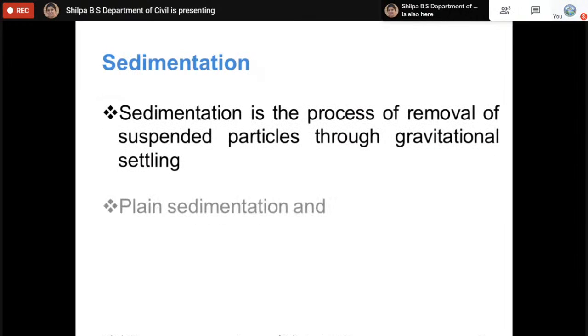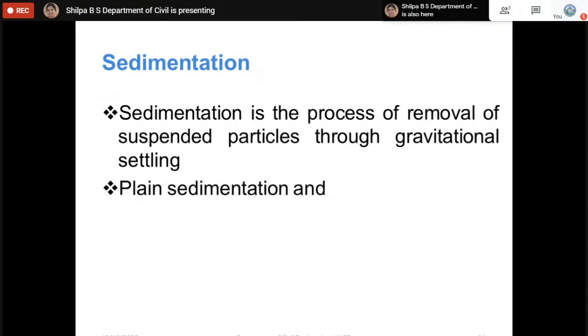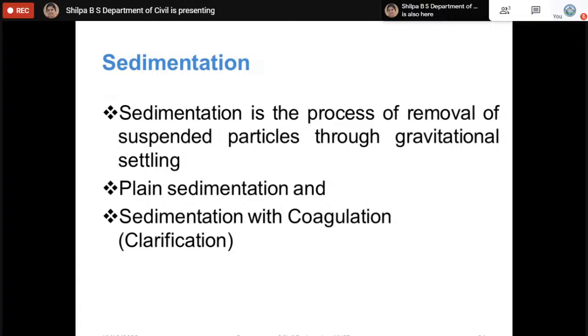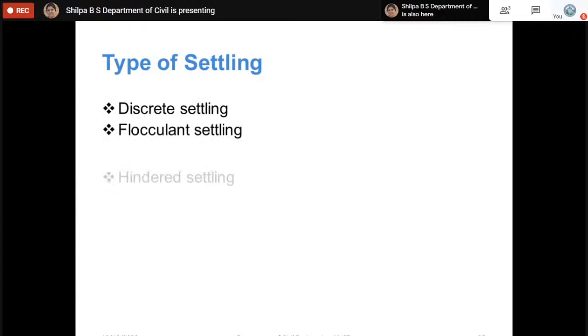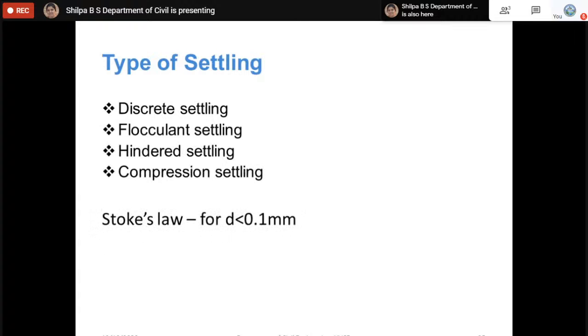So coming to the next treatment methodology, that is sedimentation. It is nothing but the process of removal of suspended particles through gravitational settling. Here, depending on the nature of the suspended solids, we can go for plain sedimentation, or we can have sedimentation with coagulation. In this sedimentation process, as the particles settle, depending on the nature of the particles and their settling velocity, we can observe various types of settling. It can be of four types: discrete settling, flocculent settling, hindered settling, and compression settling.